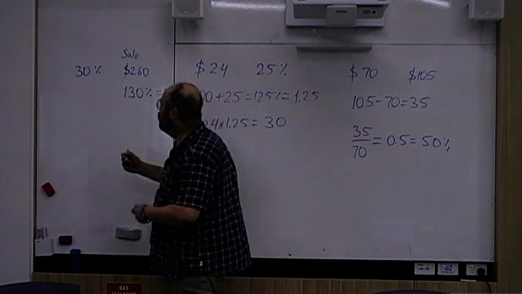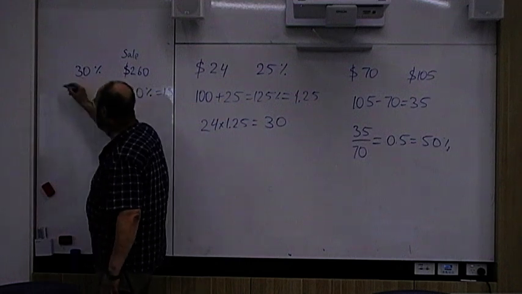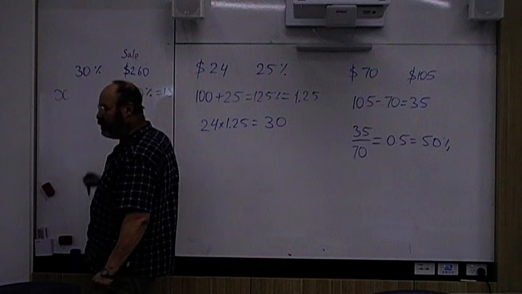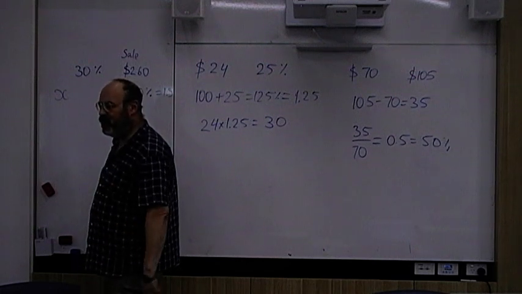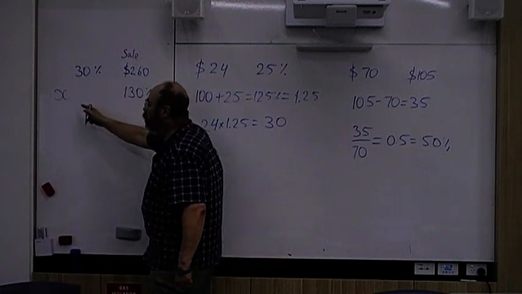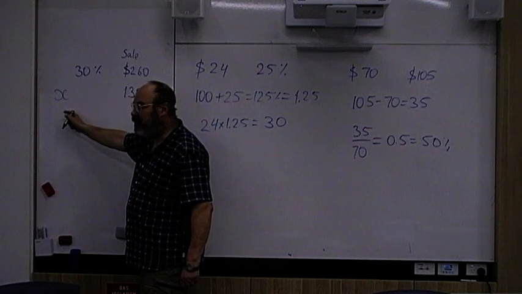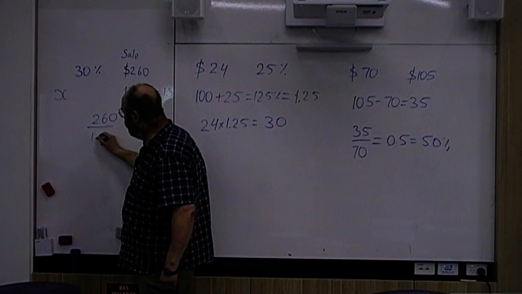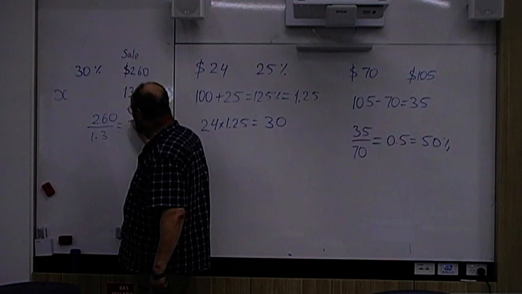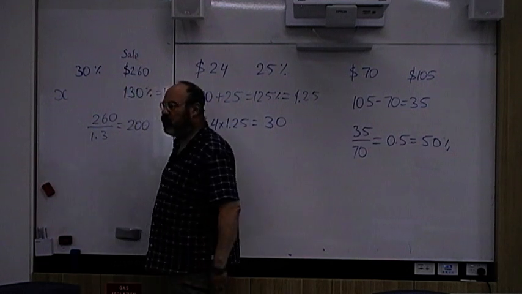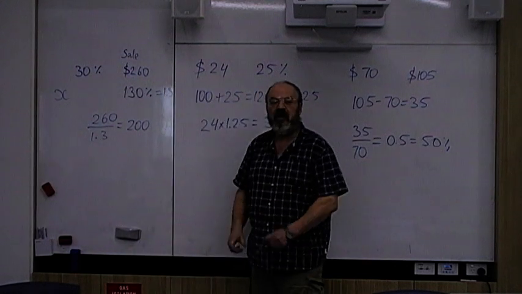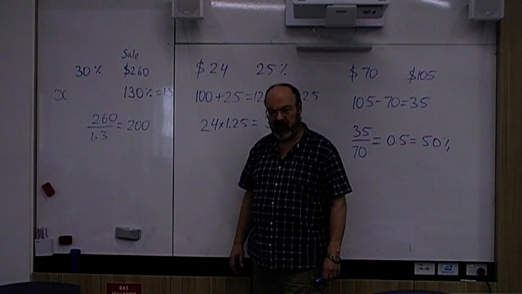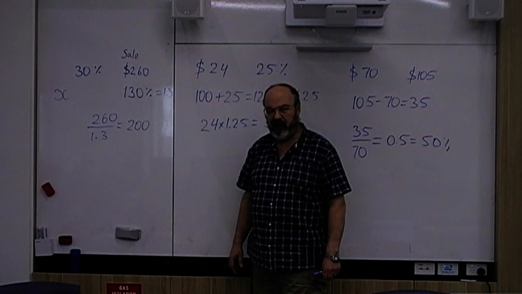You purchase something for X dollars, and then you sell it for $260 after adding 30%. So how do we find the original price? We divide 260 by 1.3, which will be $200. So your purchase price was $200. Make sense?